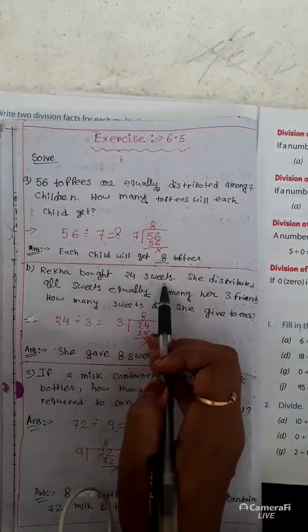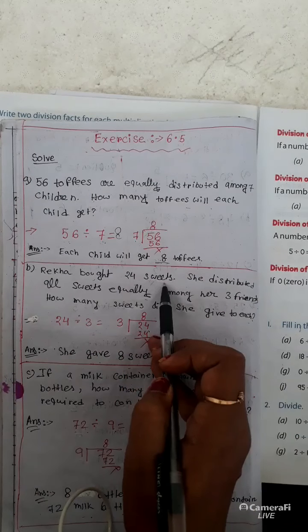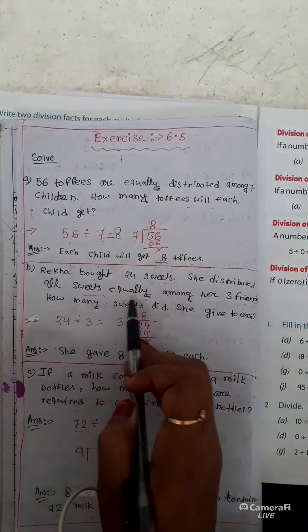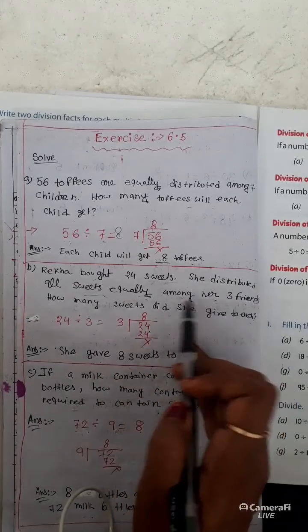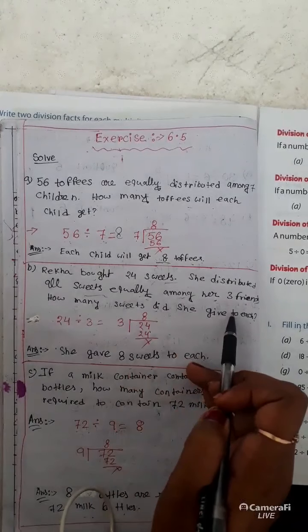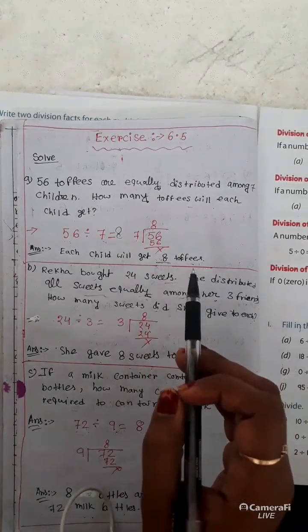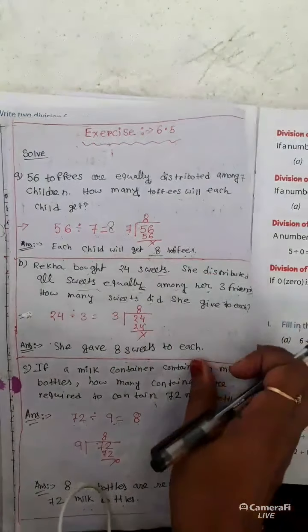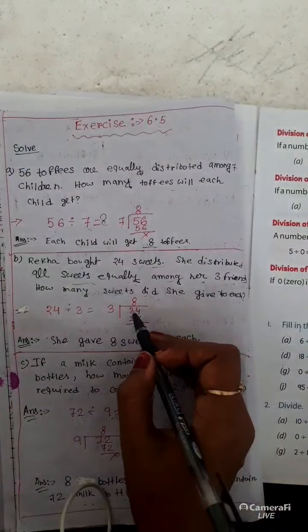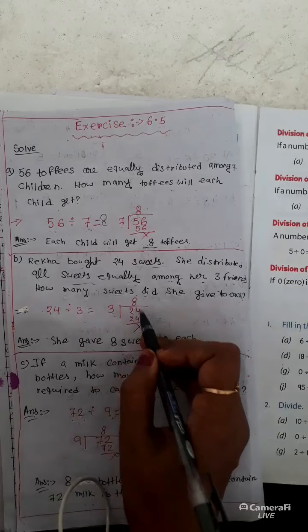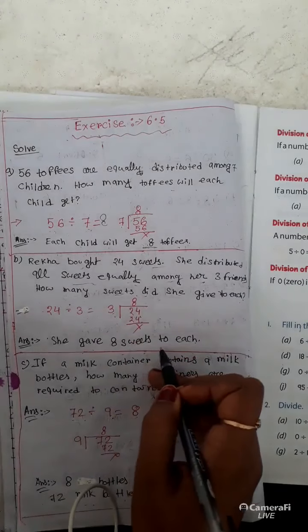Rekha bought 24 sweets. She distributed all sweets equally among her 3 friends. How many sweets did she give to each? So each of her friends gets how many sweets? Now we will do that. 24 divided by 3. So 3 8s are 24. She gave 8 sweets to each.